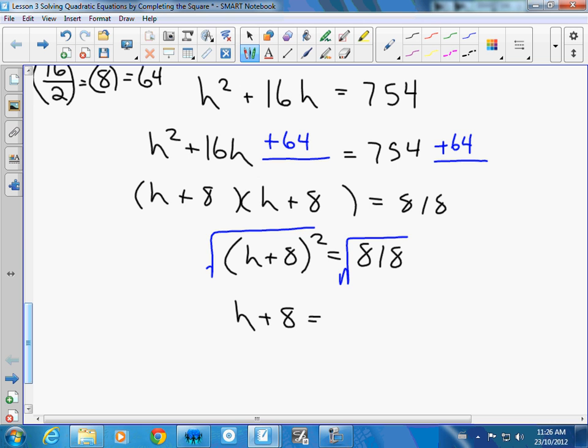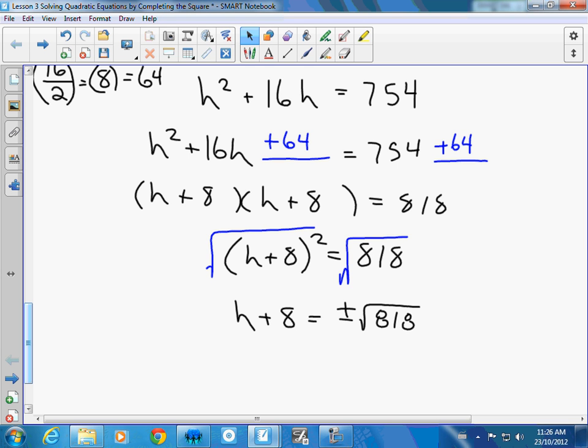Okay? What's the square root of 818? Is it a nice number? No. But is there a positive and negative? Is there a positive square root of 818? And is there a negative square root of 818? Yeah. So to do this, what I do is I go plus or minus square root of 818. I'm not to the stage where I actually want to put it in the calculator and get a number, because it's kind of ugly right now.